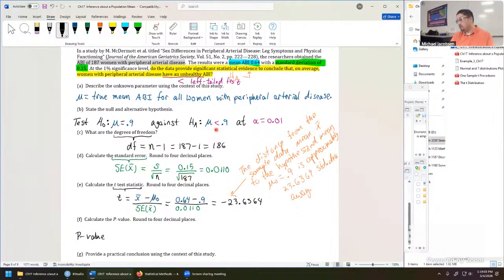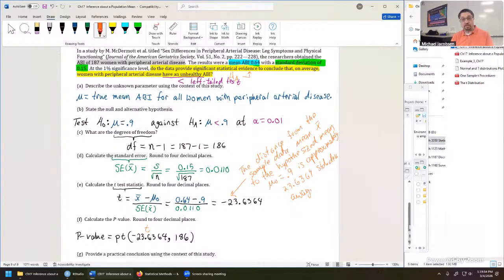p-value equals, I'll write this in syntax that we would use in RStudio. It'll be probability t-distribution. Throw in first the test statistic t, negative 23.6364. So t comes in here from part E. Then in the next position, you put in the degrees of freedom, 186, that came from part C. And because it's a left tail test, we just stop right there.